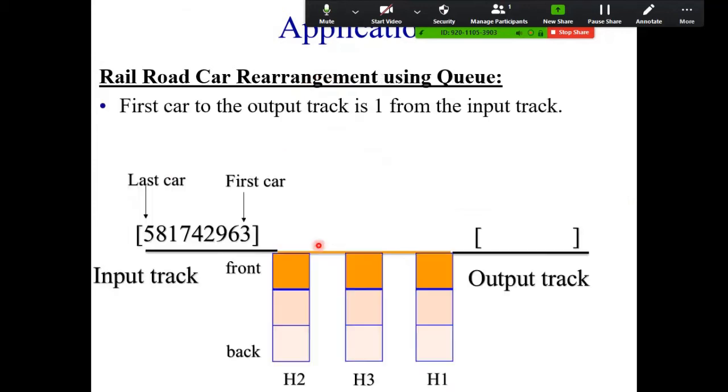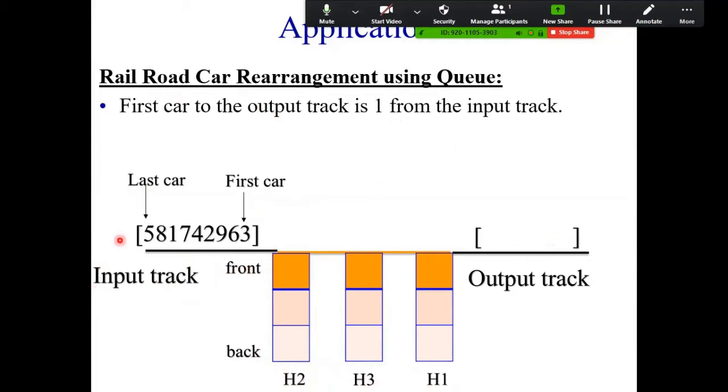We'll see in detail. So what is the first car to be output? Look at this. This is my last car, and this is my first car in this input track. I hope you're clear. So car number 3 is the first car, and car number 5 is the last car. Which is my input track? This is my input track. And all your holding tracks are what? Nothing but your queues. So H1, H2 and H3 are the queues, holding tracks. Look at the orange color, this is my front and back.